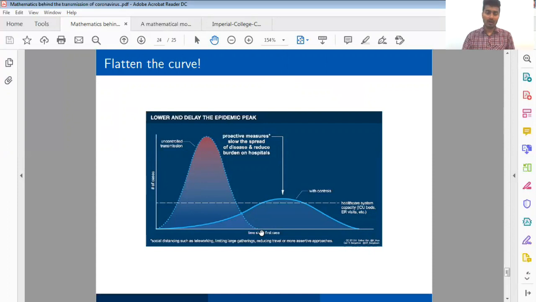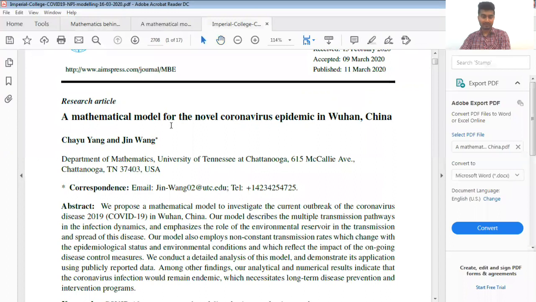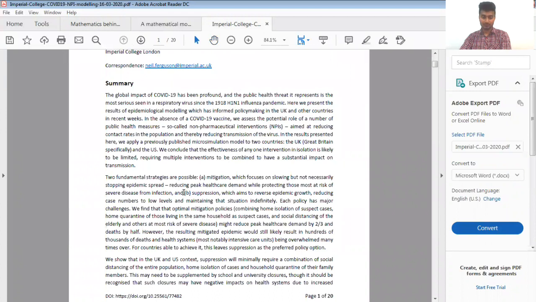So I tried to give you the knowledge that you need to understand mathematical models. And I've shown you how to look for the actual research paper published by the original scientist. That's what scientists do. They do the research and publish research papers.